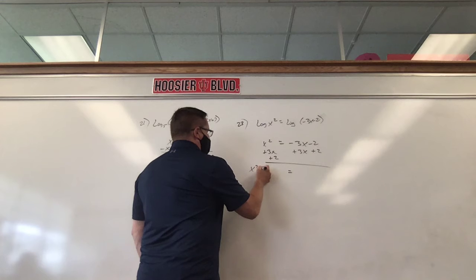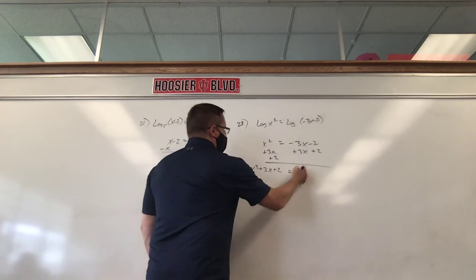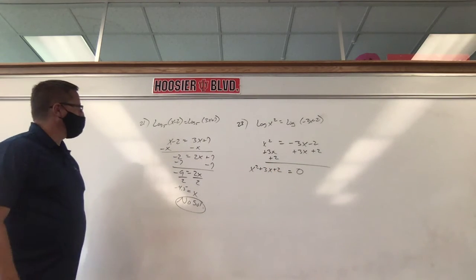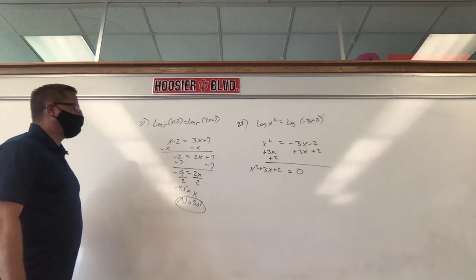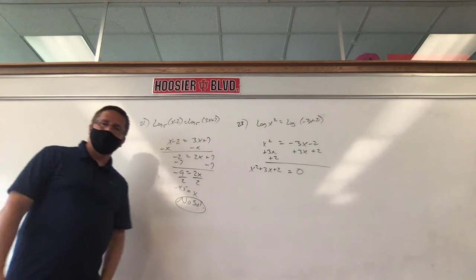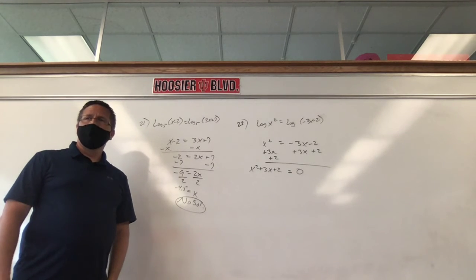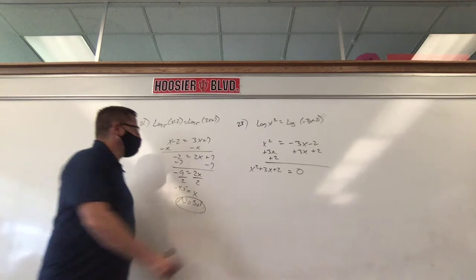So we have x squared plus 3x plus 2 equals 0. Why didn't I make this one 0? It's not a quadratic. There's no squares. Quadratics have to equal 0. Then what? What are you doing? Factor.